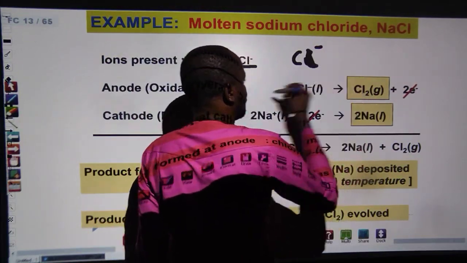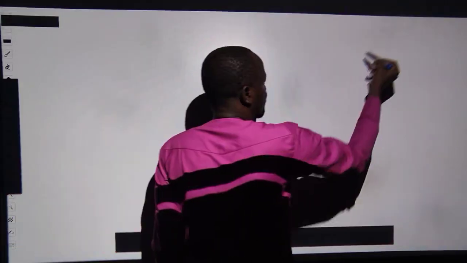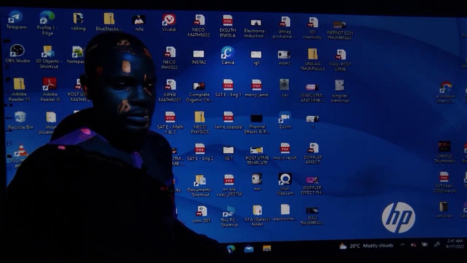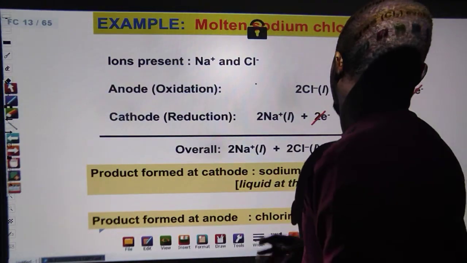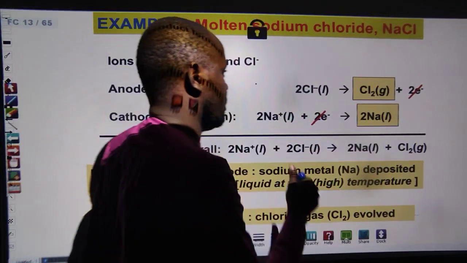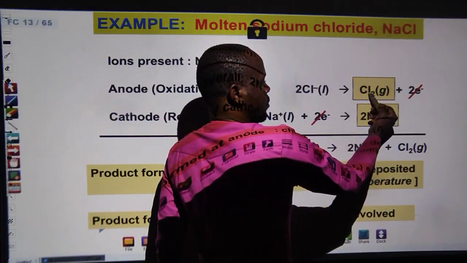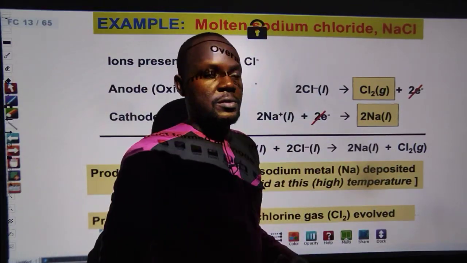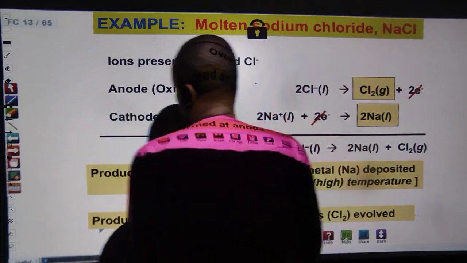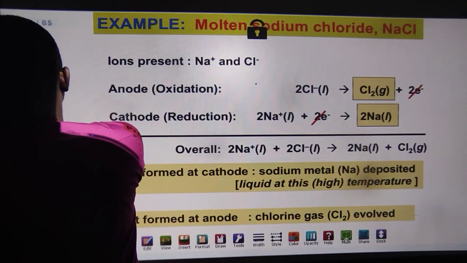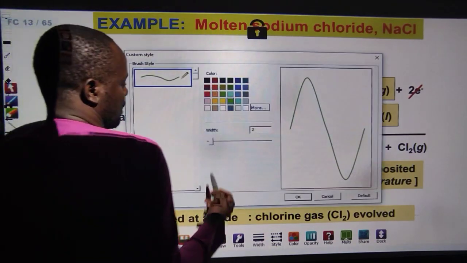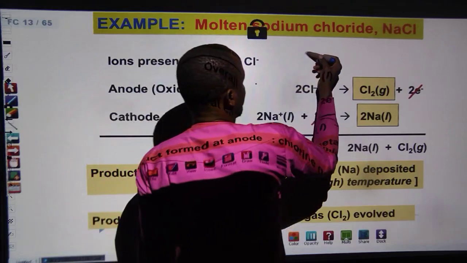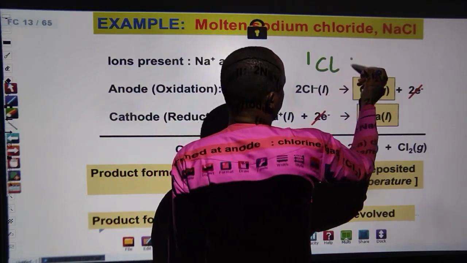Some of you are used to writing, like I told you, that at the anode there is loss of electrons, E minus. So, like I said, it's just about the way you understand this. It can be written back and forth. You write chlorine Cl2 gas plus 2e minus, meaning Cl minus has lost 2 electrons to give you that. Or you can write it in your individual way. It all depends on what you have learned in your earlier classes. Some of you write it individually, like Cl.